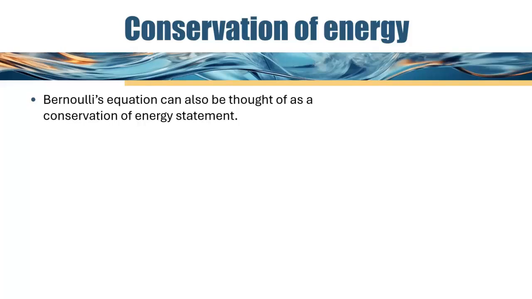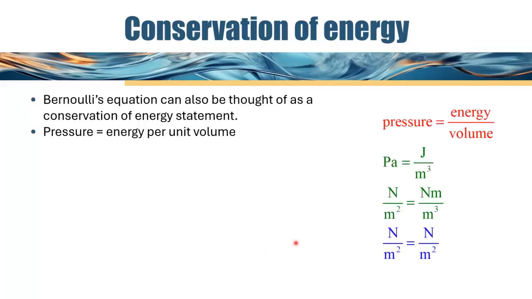There's one more thing that we need to talk about. Bernoulli's equation can also be thought of as a conservation of energy statement, where pressure equals energy per unit volume. So the question is, why can pressure be considered energy per unit volume? Let's look at the units and talk through that. The unit of pressure is a pascal, and energy is measured in joules and volume in meters cubed. Pressure is also equal to force over area, so that means that a pascal is equal to a newton per meter squared.